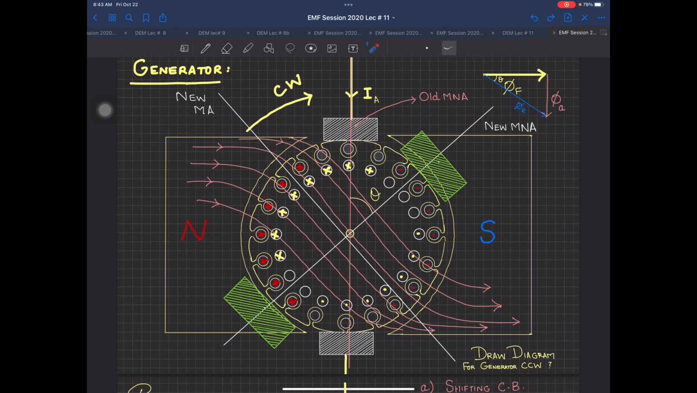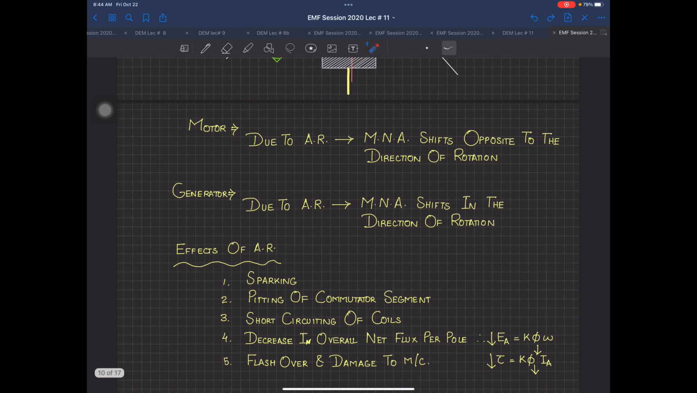So now what the rule is this? The rule is very simple now, that for motor, the MNA shifts opposite to the direction of rotation. For generator, MNA shifts in the direction of rotation. So now this creates a more problem now.